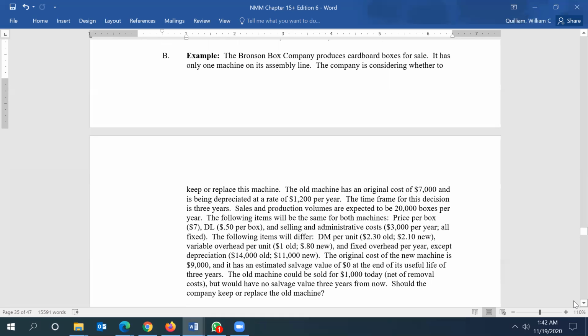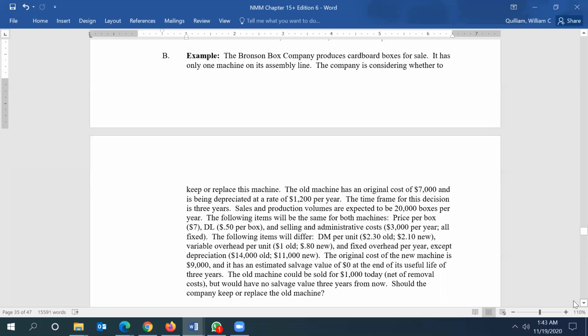Sales and production volumes are expected to be 20,000 boxes per year, the same for both the old machine and the new machine. So since they're the same, we're looking at something which is irrelevant to the decision. Now, the following items will be the same for both machines. The price per box of $7, direct labor, 50 cents per box, and selling and administrative expenses, $3,000 per year, all fixed. So all of those are irrelevant since they do not change between keeping the old machine or replacing it with a new one. So we can actually ignore those as we analyze this. Again, I will show you.